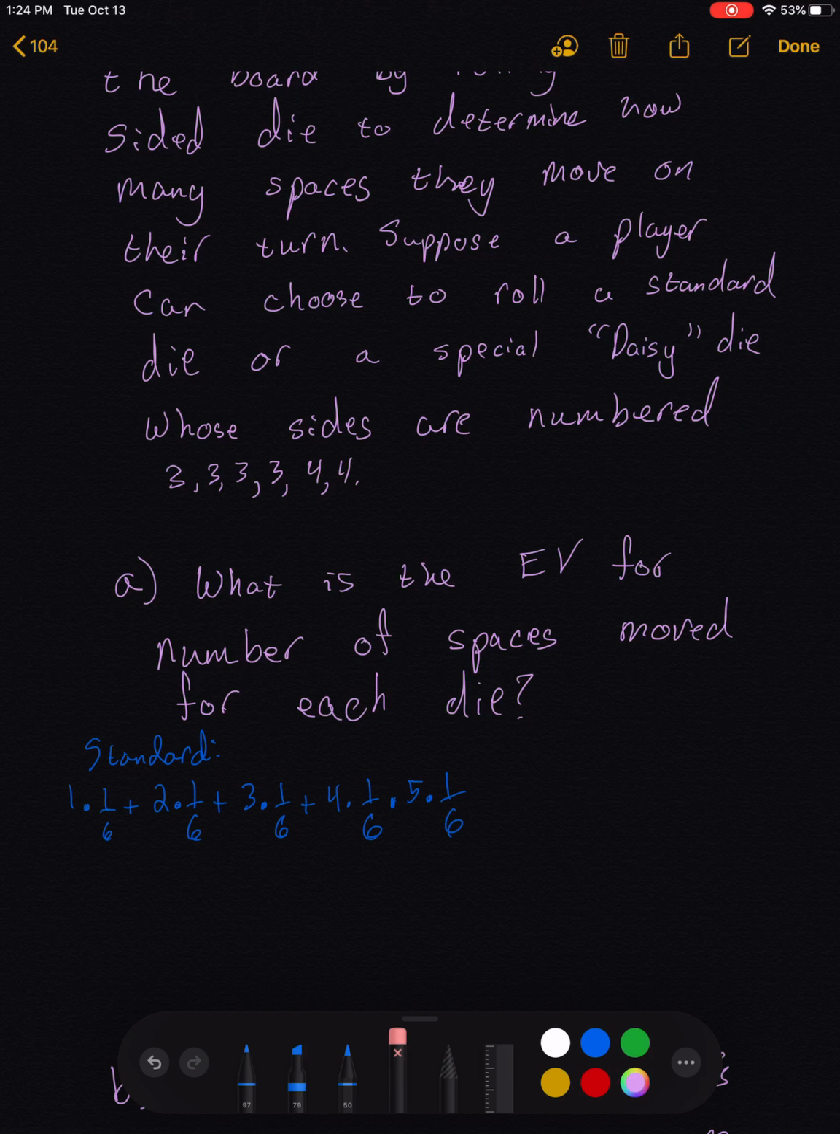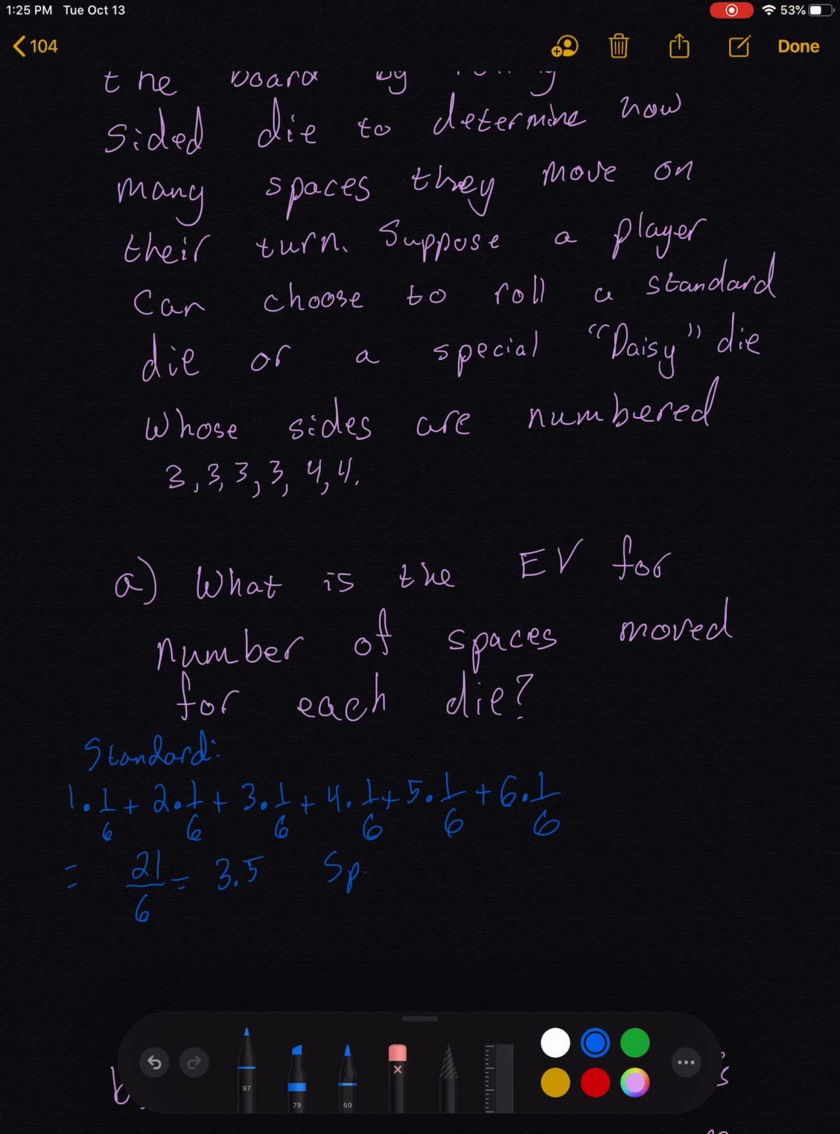Sorry, this should be addition here. And then plus 6 times 1/6 for the last possible outcome. So we just have 1 plus 2 plus 3 plus 4 plus 5 plus 6 over 6. That summation gave us 21 over 6, which is equal to 3.5. So the expected value for the number of spaces we'd move by rolling the standard die is 3.5.